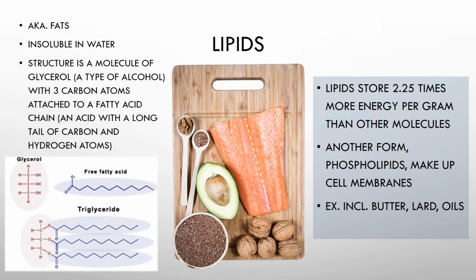Lipids generally store about 2.25 times more energy per gram than other molecules. Another form, phospholipids, make up our cell membranes. And because phospholipids are also insoluble in water, that's how they can control the amount of water that's leaving and going into the cell. So some examples of lipids are butter, lards, oils. We can see fish oil is one of them, avocados, nuts. They all have a lot of fats that make up that specific food.